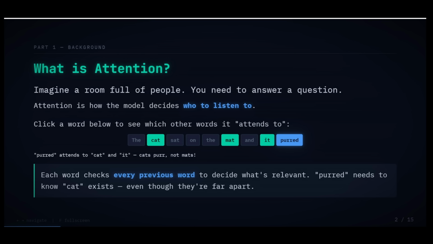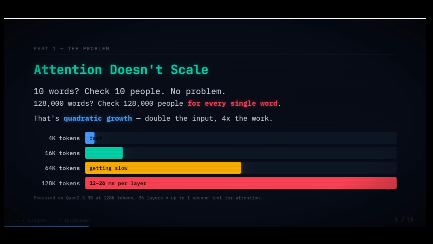This kind of demo shows how words in a sentence are related. So the key thing to understand is that each word checks every word that came before it, not just the word right next to it, right? Every single one. So for one sentence or a short text like this, it's fine, but for longer text, it becomes a problem. The issue here is that attention doesn't scale. 10 words, you check 10 people, that's not a problem. But with 128,000 words, you have to check 128,000 people for every single word, using our analogy of people in the room.